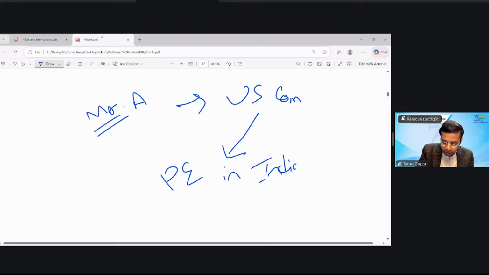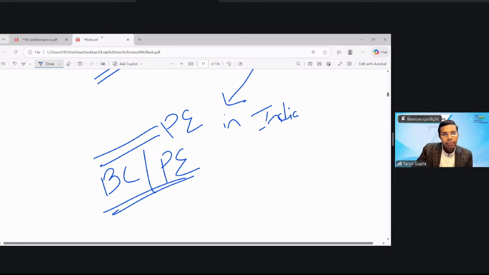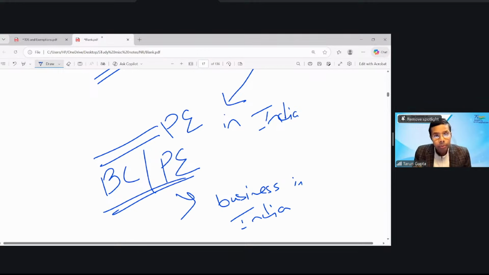What do you mean by PE? PE means permanent establishment. It is similar to what we studied, business connection. So when you say a foreign company has a business connection or PE in India, what do you mean by business connection? It means the company is actually doing a part of its business in India. You understood? Once you have a business connection, it means you are doing business in India.